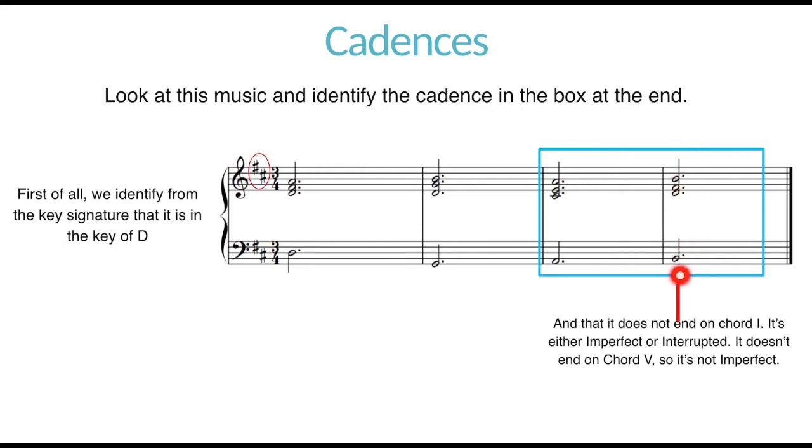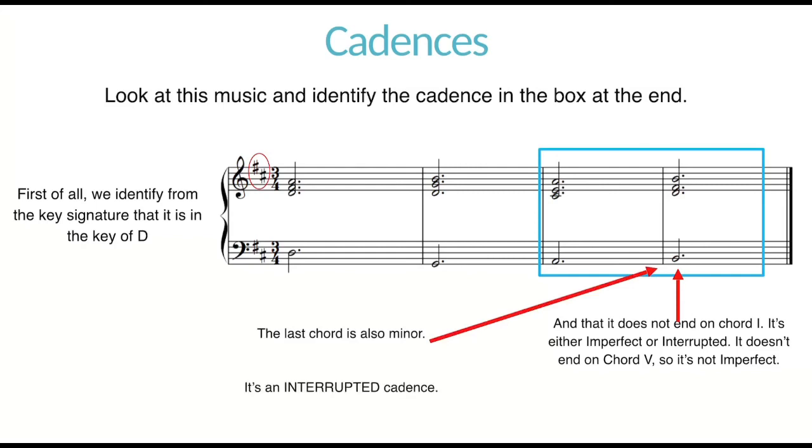What is this chord? This is the chord of B minor. And this is an interrupted cadence because B minor is chord 6 in the key of D. It's an interrupted cadence.